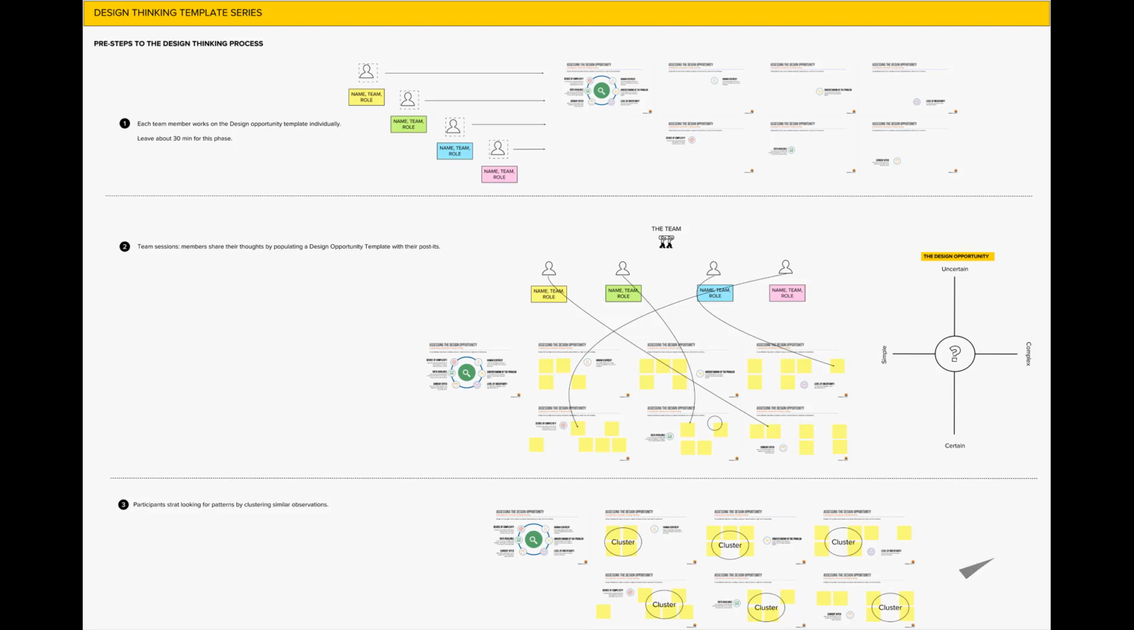Third, as a group, we look for patterns by clustering different observations brought by different members. And then we reach a final draft with those observations. And the decision if a design thinking initiative is required or not is taken by the group.